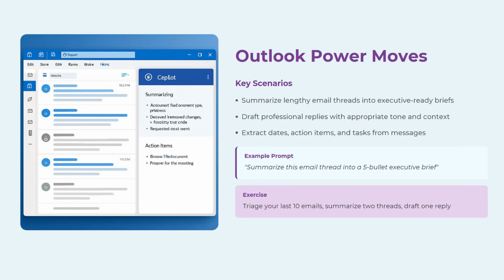In Outlook, Copilot helps you summarize lengthy email threads into executive-ready briefs, draft professional replies, and extract dates, action items, and tasks. Try prompts like, summarize this email thread into a 5-bullet executive brief. Practice by triaging your last 10 emails, summarizing 2 threads, and drafting a reply.